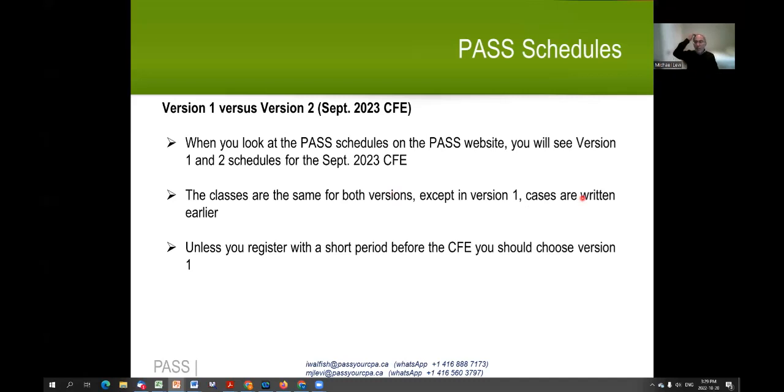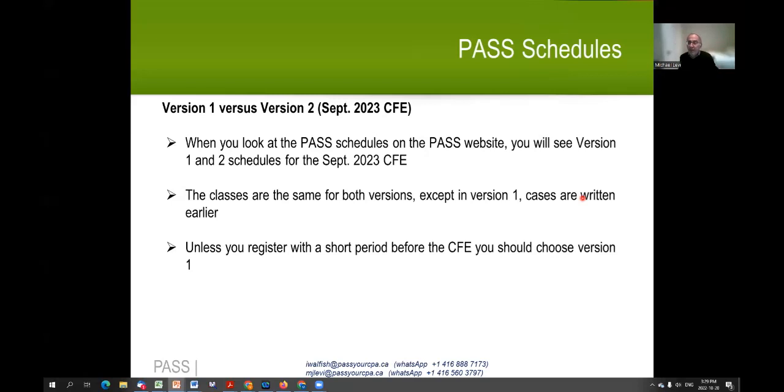Therefore, unless you're registering for the course within a very short period before the CP, so it's too late for you to take version 1. Unless that's the case, we strongly recommend that you choose version 1, because the earlier you begin your case writing, the better. For the May exam, there are not two versions. You have to start relatively early. For the September exam, we do give the choice of two versions, but again, we strongly recommend the earlier version.